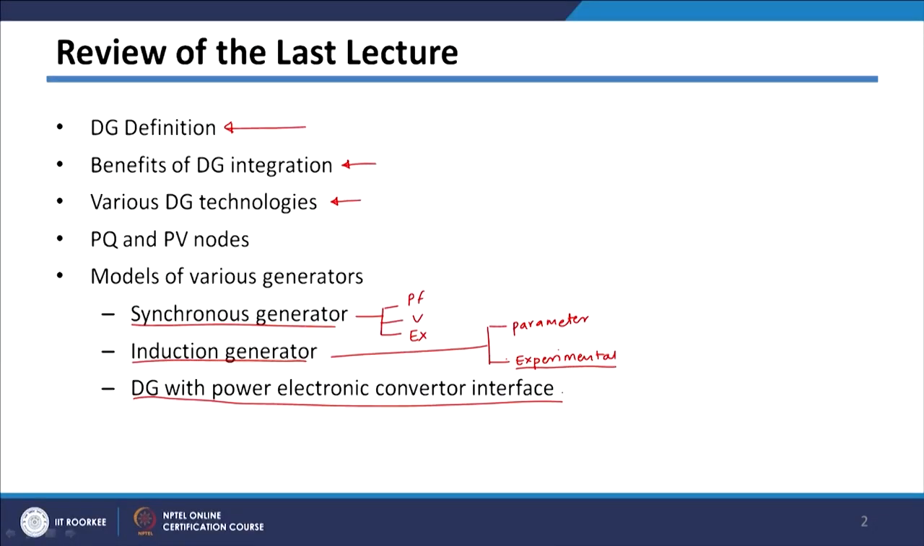And then finally we have seen DGs with power electronic interface. In this case we have seen three types: it can be modeled as PV or PQ node. If you are controlling PQ, you are basically controlling the power factor, and in case of PV node we are controlling the voltage, and then there is a final one called PI node where current is controlled. So, this modeling of distributed generators we saw in the last class.